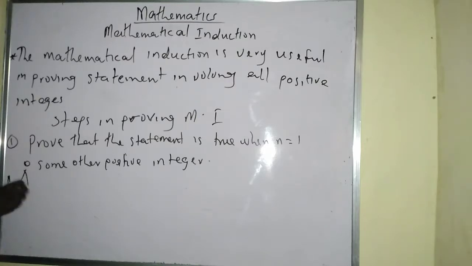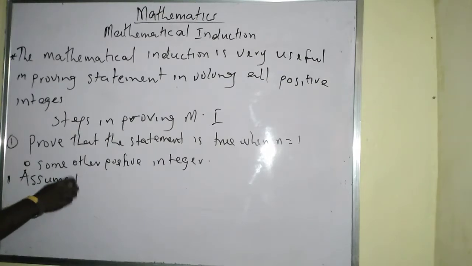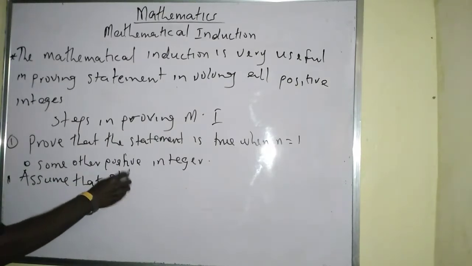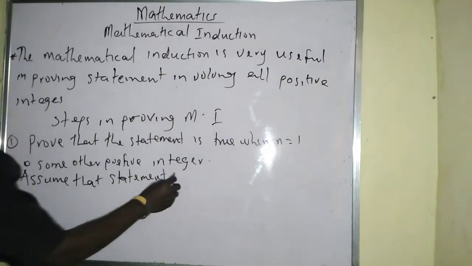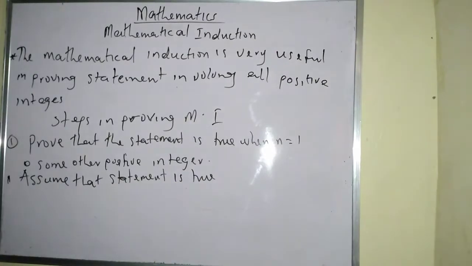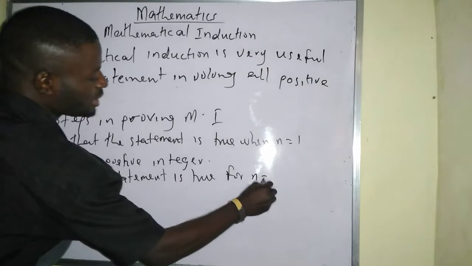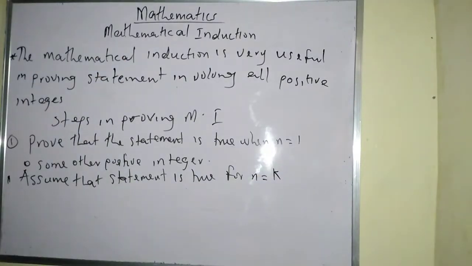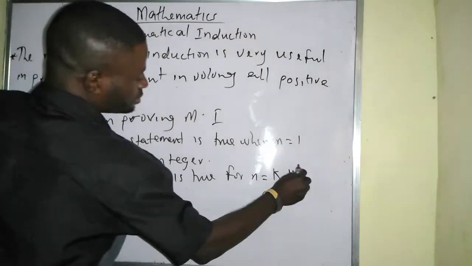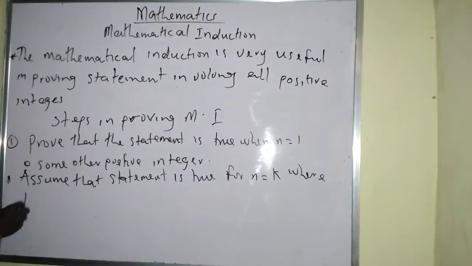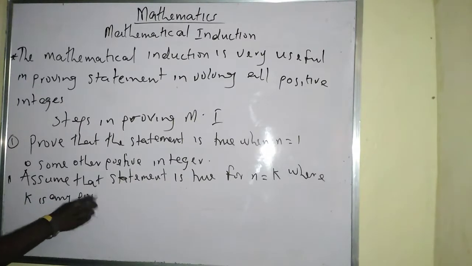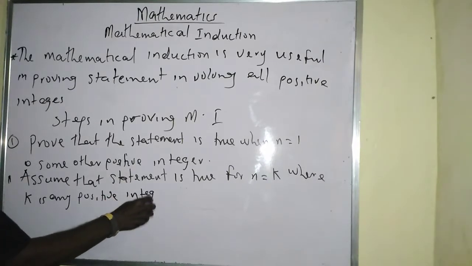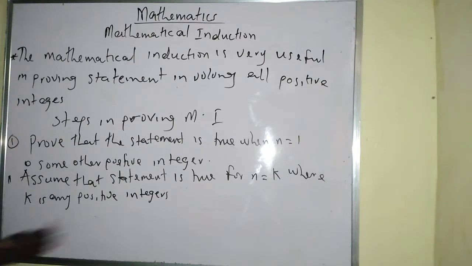The next one, number 2: we assume that the statement is true for n equals k. That is very, very important. Where k is any positive integer.